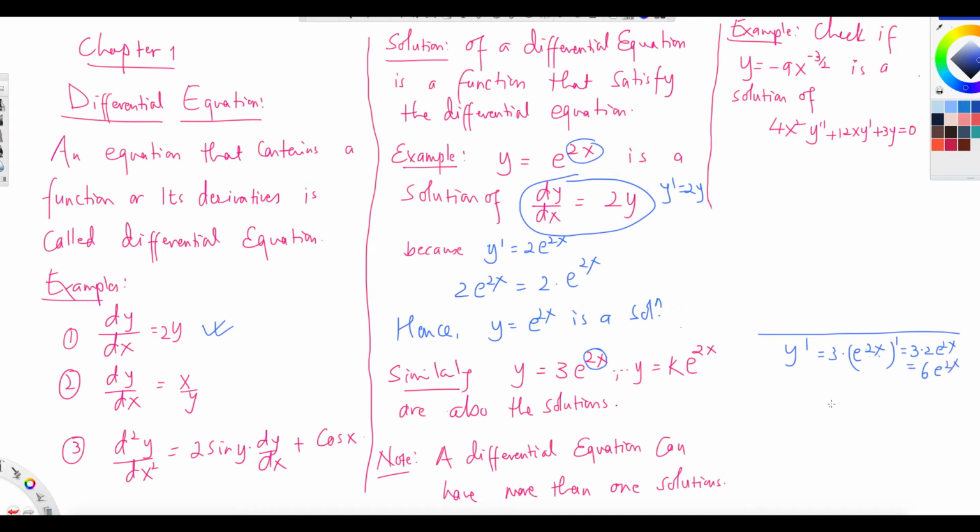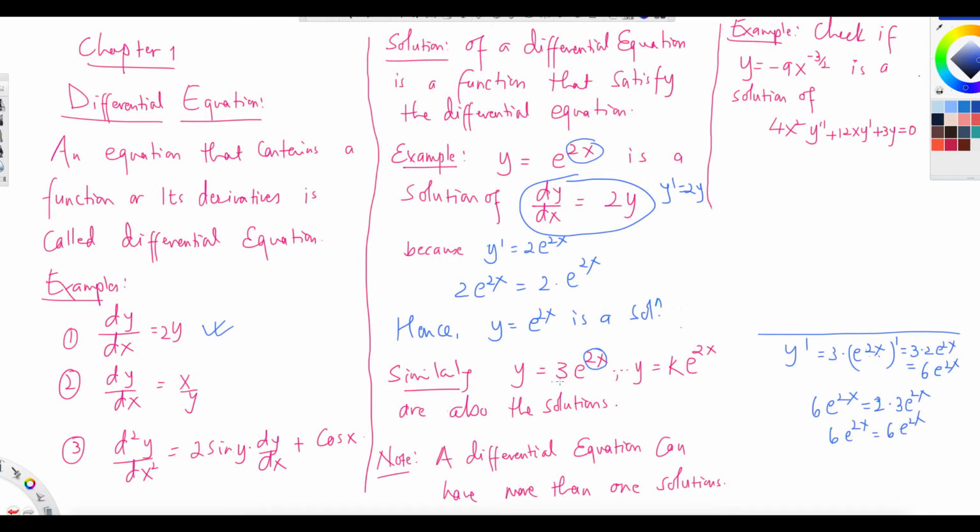And if you plug that in, y prime equals 2y will be 6e to the 2x equals 2 times 3e to the 2x, that is 2y, because y equals 3 times e to the 2x, right? So you get 6e to the 2x equals 6e to the 2x.